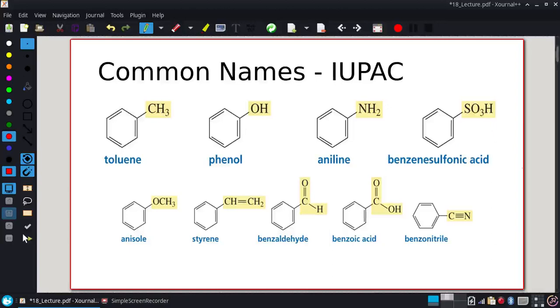So toluene is when there's a methyl group off of it. Phenol, it's actually OH off there. Aniline is NH2, and benzene sulfonic acid has the SO3H. And now we have anisole with OCH3, and styrene with a vinyl group attached, and benzaldehyde, benzoic acid, and benzonitrile.